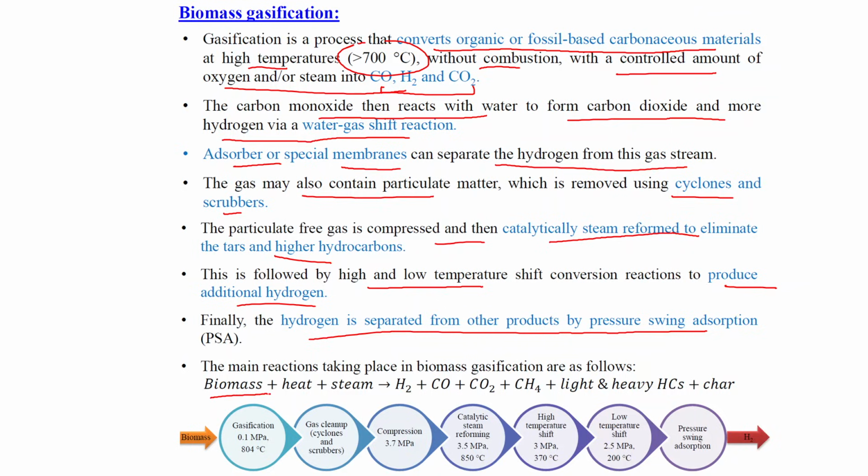So this is the reaction. Biomass is heated with the steam and it produces hydrogen, carbon dioxide, carbon monoxide, methane, and light and heavyweight hydrocarbons and some amount of char. Okay.